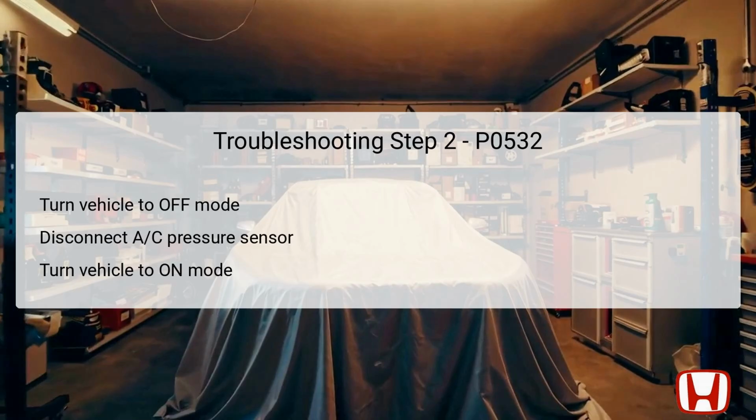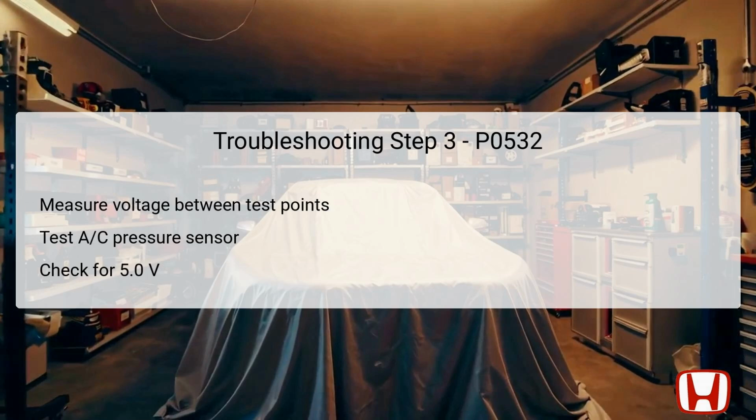Once the connector is removed, turn the vehicle to on mode while leaving the engine off. The HDS will then be used to evaluate the voltage reading once again, providing critical information regarding the AC pressure sensor's status under these conditions and whether the system responds adequately or not. With the vehicle in on mode and the AC pressure sensor disconnected, measure the voltage across the designated test points.